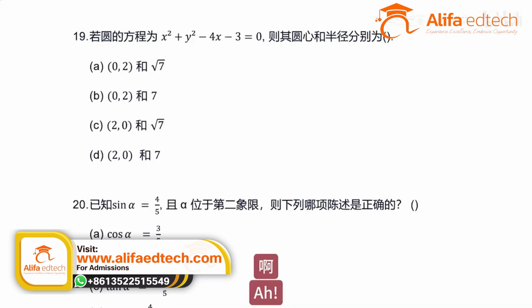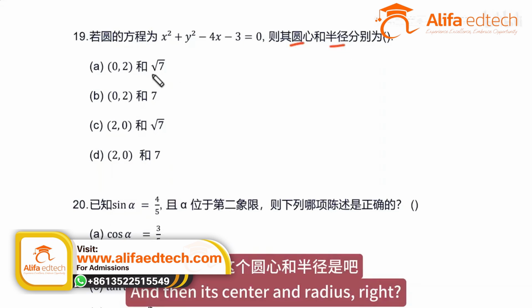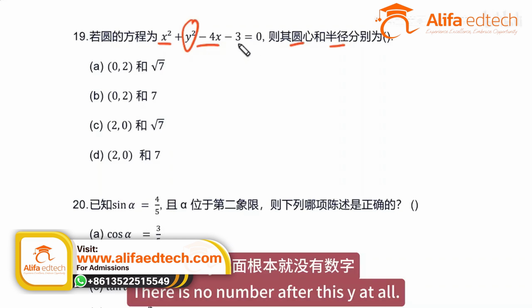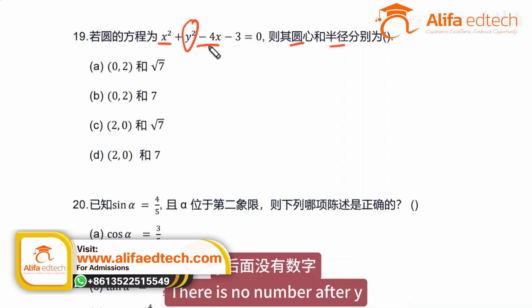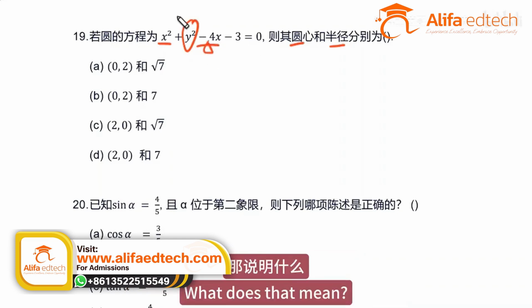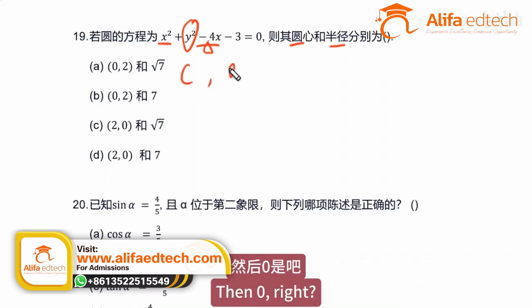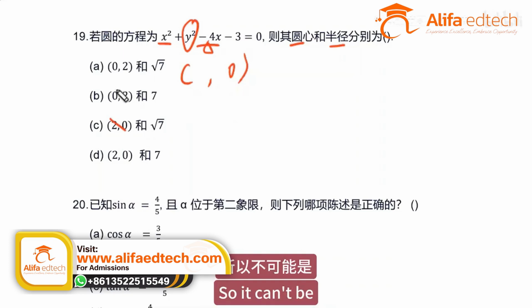Now, about the center and radius of this circle, right? Look, in this question, the x here is negative 4, and after the y, there isn't any number at all. There's no number after y. For x, there is a number here. So what does that mean? It means it's a number. The center of this circle is a number, and then 0, right? So it can't possibly be 0, 2. It should be 2, 0.